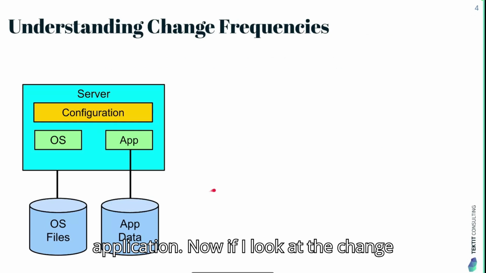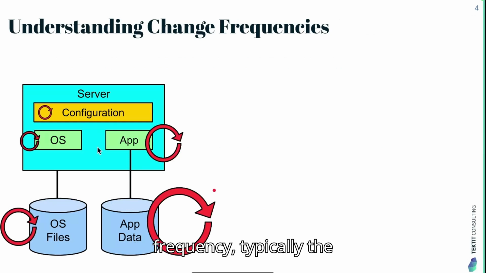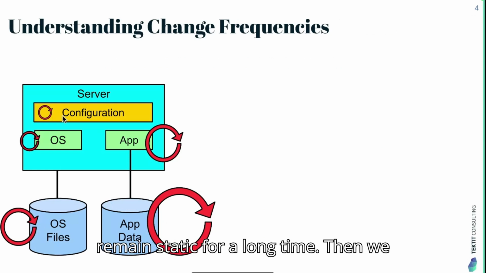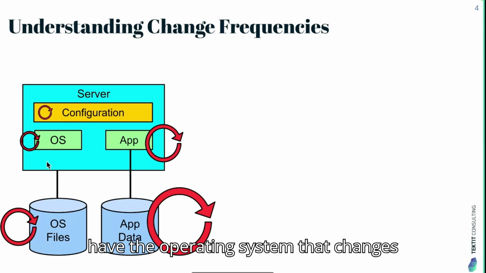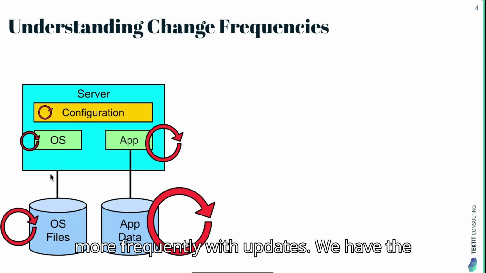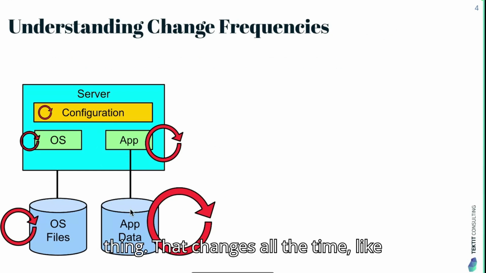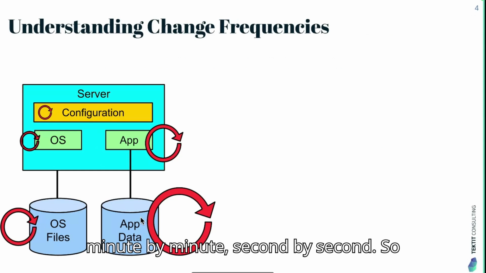Now, if I look at the change frequency, typically the configuration changes the least. It can remain static for a long time. Then we have the operating system that changes more frequently with updates. We have the application that gets deployed from time to time. And typically the data is the thing that changes all the time, like minute by minute, second by second.